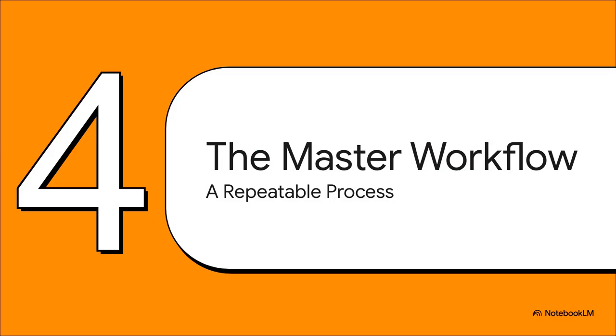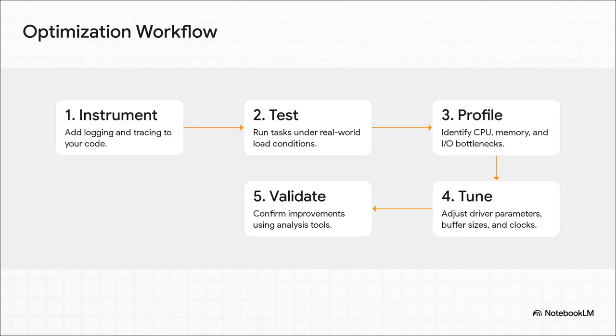So how do we put all of this together into a professional, repeatable process? We've learned to listen, to profile, and to tune. Now let's build the master workflow. Okay, this right here is the ultimate takeaway. This is your master plan for tackling any performance issue. It's a 5-step cycle. First, instrument. Add logging and tracing so you can see what's going on. Second, test. Put your system under a real load. Third, profile. Use the tools we talked about to find the actual bottlenecks. Fourth, tune. Make your adjustments. And fifth, and this is so important, validate. Prove that your changes actually worked. Instrument, test, profile, tune, and validate.